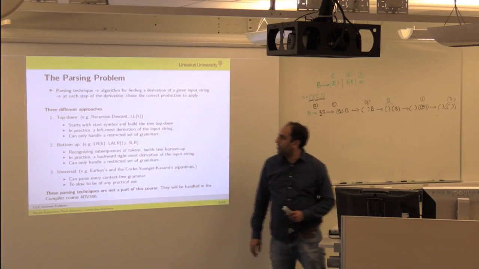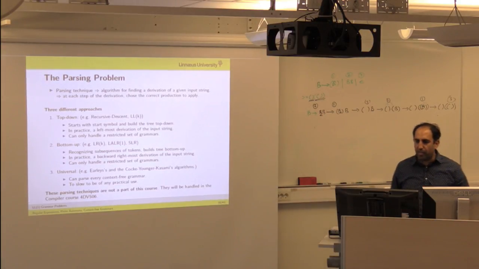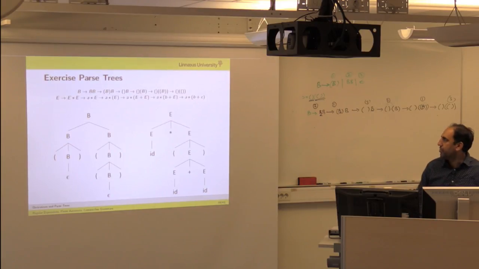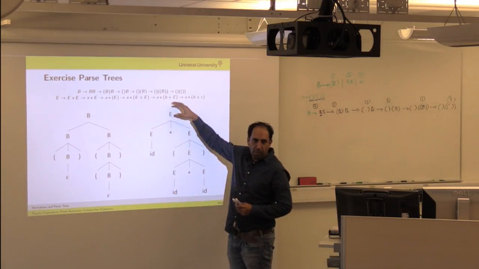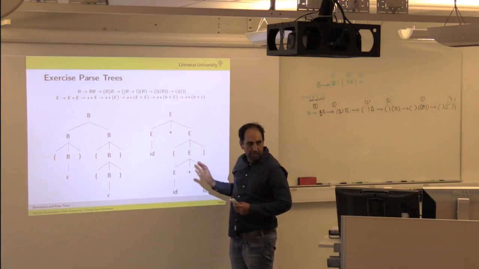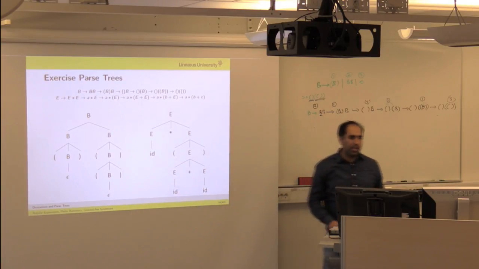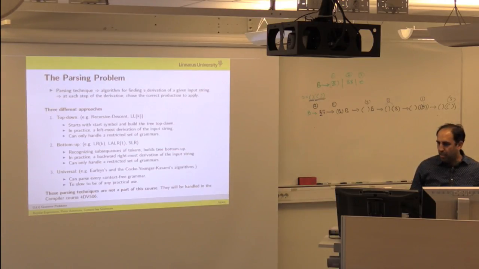And there are different approaches here. Some of the common approaches are the top-down approach, the bottom-up approach, and then a universal approach. The difference between them is that in the top-down, you start from the top with the start symbol, and then you go down. But in the bottom-up, you usually start with the leaf nodes, and you go up to the root node. Usually in the top-down approach, we use the leftmost derivation starting from the start symbol. But in the bottom-up, we normally use the backward rightmost derivation starting from the bottom.